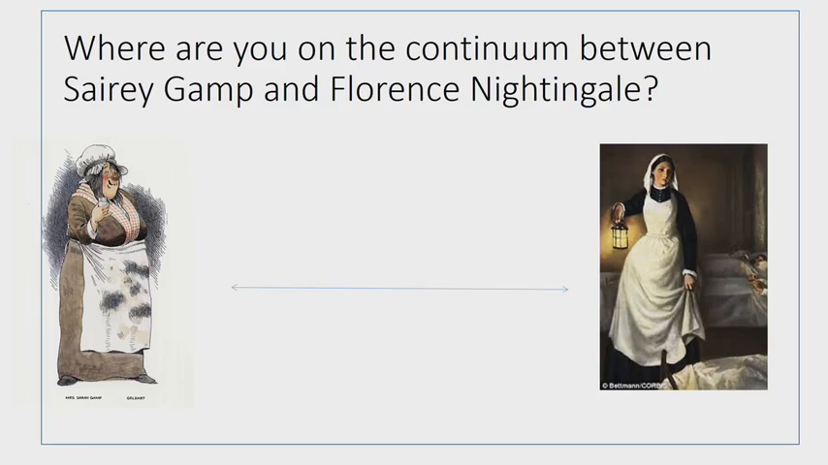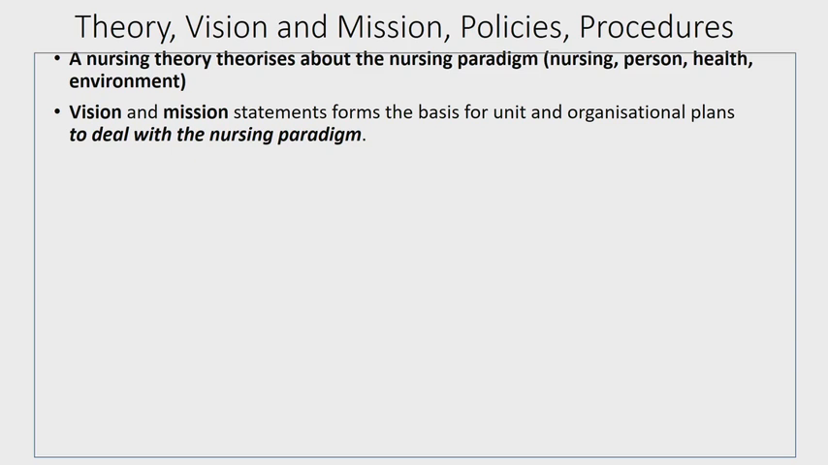So the question, again, with the last broadcast, was: where are you and your service on the continuum between Sairey Gamp, the character from Charles Dickens in the 1800s, a very slovenly nurse, you can see her with a glass of wine and dirty and so on, and Florence Nightingale, who was born in the same century and reformed nursing? So we need you to find yourself on that continuum and then work towards being Florence Nightingale or better, if not there already.